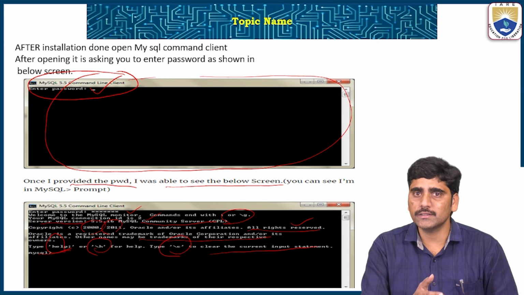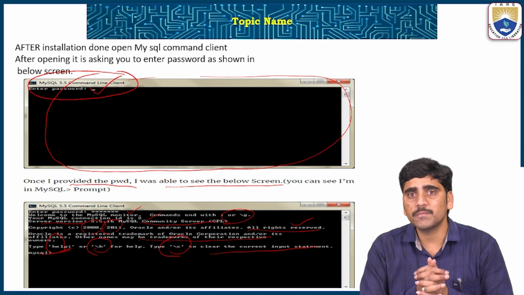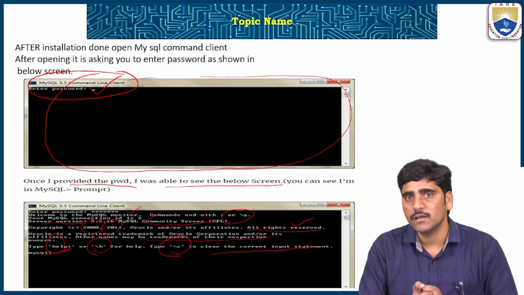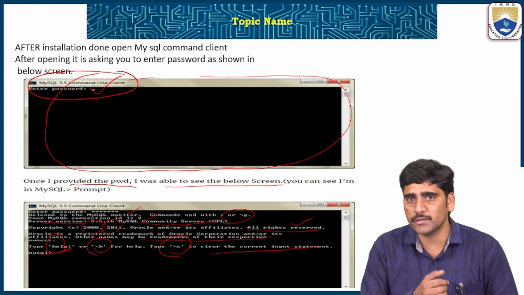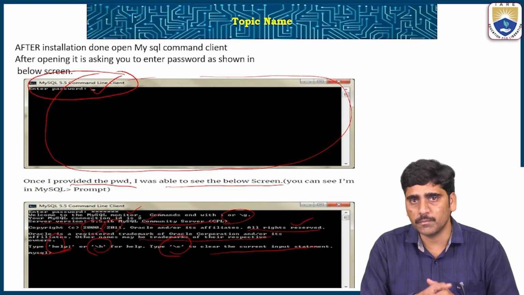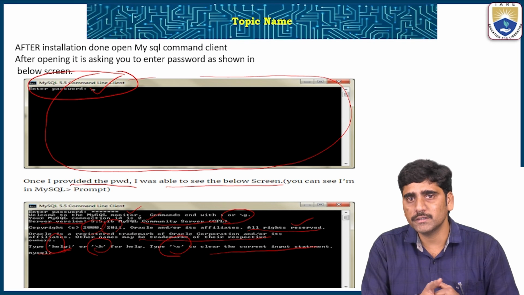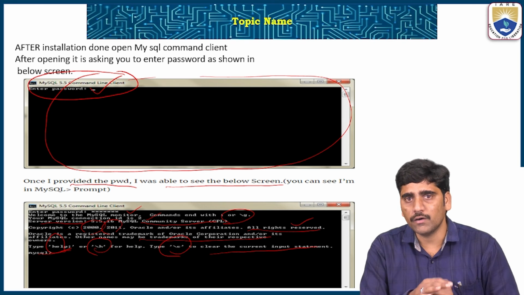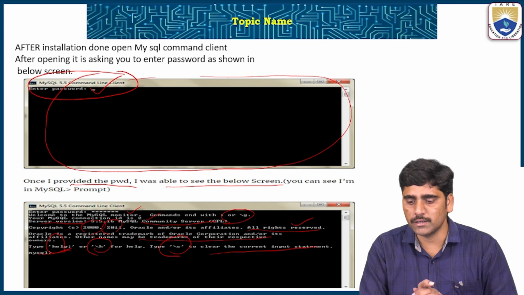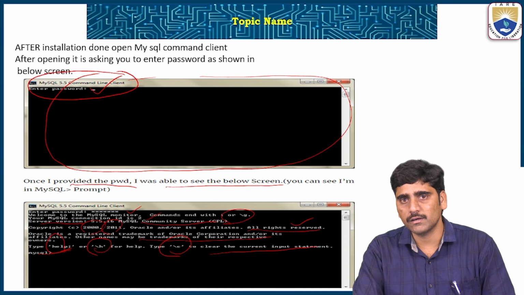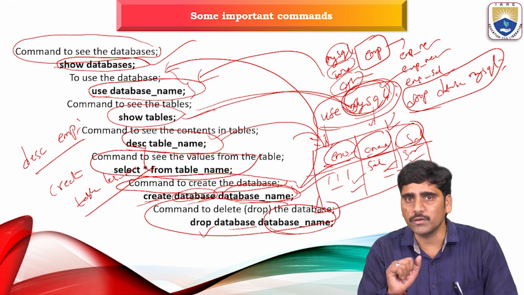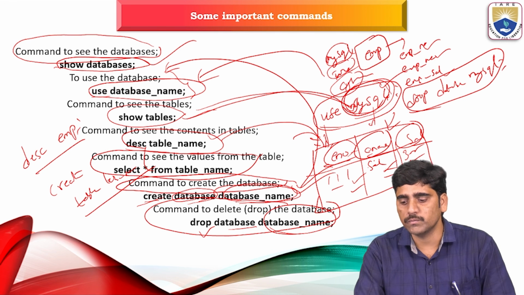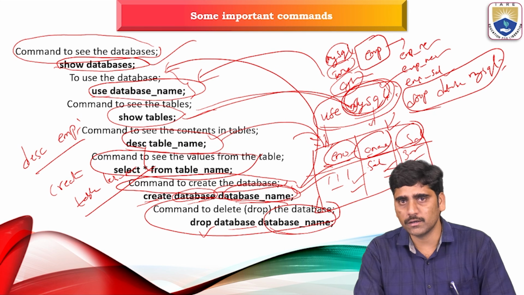After opening the command line client, it displays a list of information: the connection ID, copyright information, affiliates information, and help information. After opening it, you have some important commands to know on the MySQL command line client.